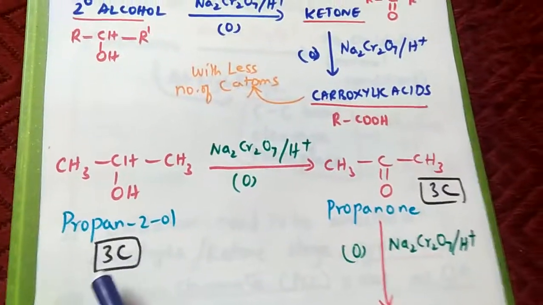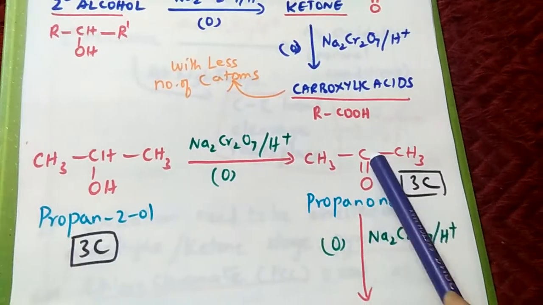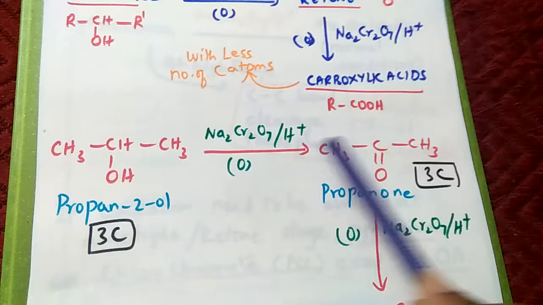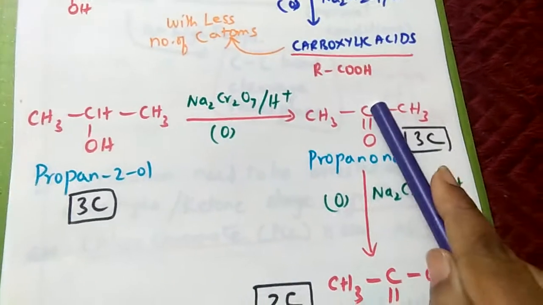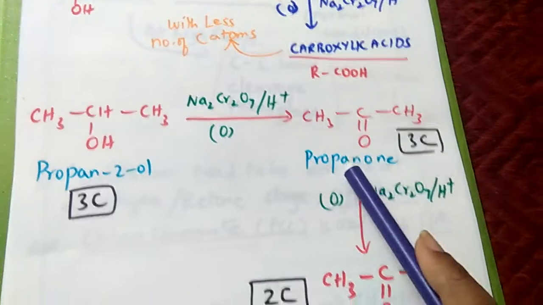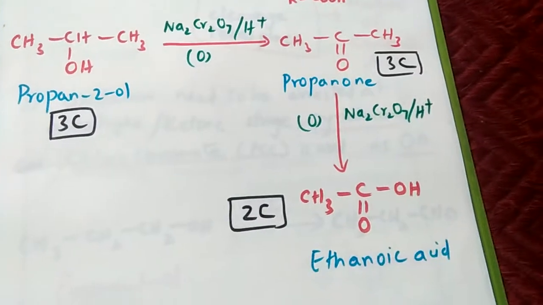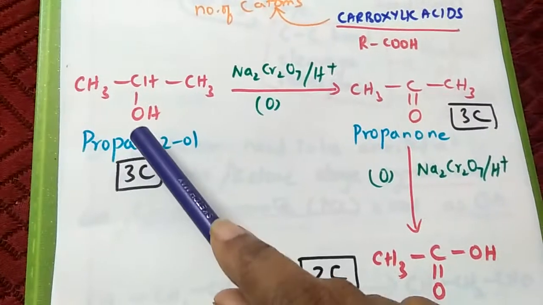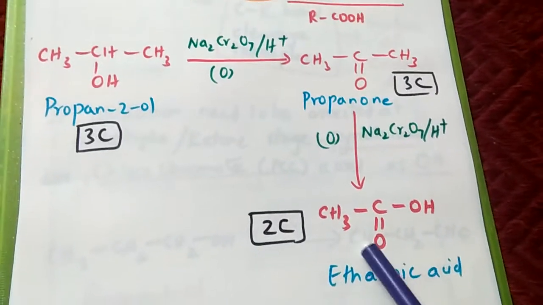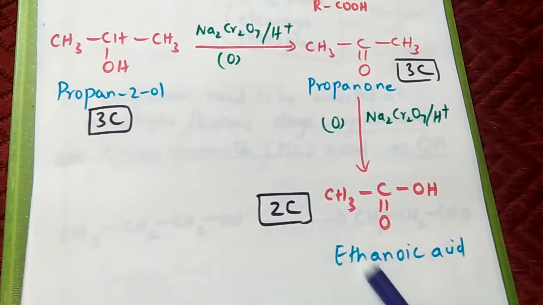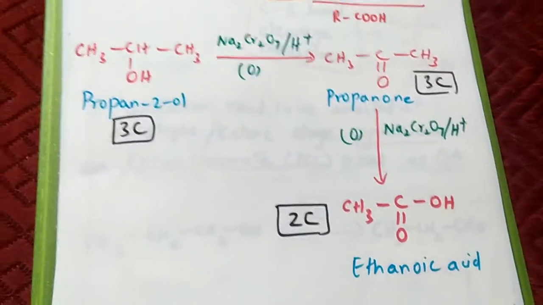Example, 2-propanol. It contains 3 carbon atoms here. When it is treated with an oxidizing agent, it forms propanone. CHOH is converted to C double bond O. And on further oxidation, the chain breaks here. CH3COOH is formed. The byproduct may be that this CH3 is converted to formic acid also. So it contains 3 carbons here, but only 2 carbons here. So the carboxylic acid so formed contains fewer carbon atoms. That happens in the case of all the secondary alcohols.